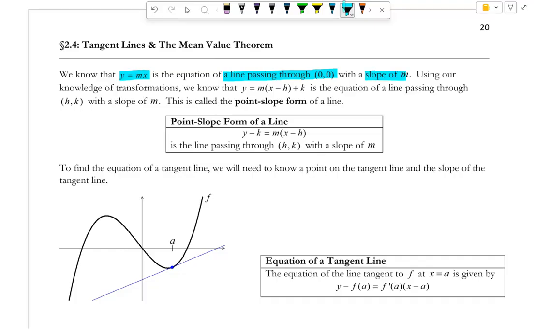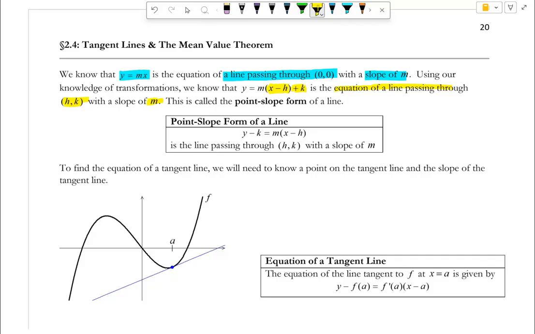And so if we think about transformations, as we often do in Algebra 2, we know that if we were to think of this as y equals m times x minus h plus k, I could think of that as the original line, mx, that has been translated horizontally to the right h units, vertically up k units. In other words, I could think of that as being the equation of a line that passes through the point, the ordered pair h, k, with the slope of m.